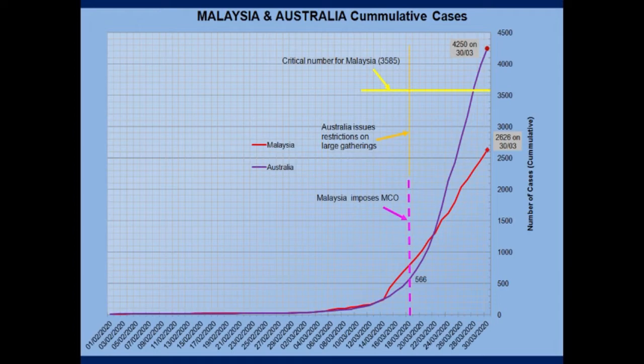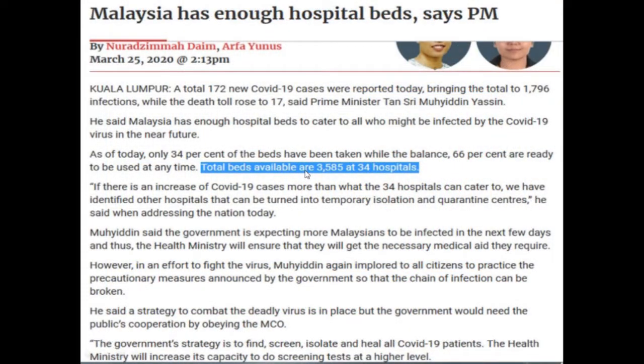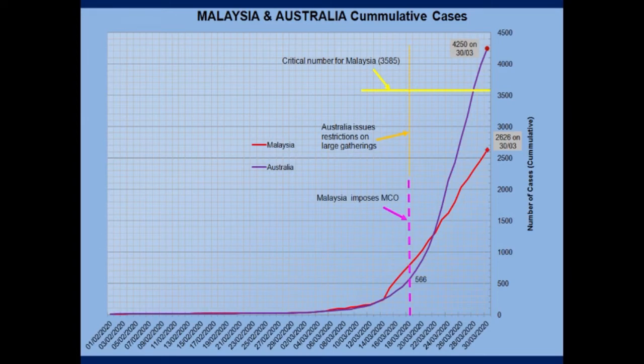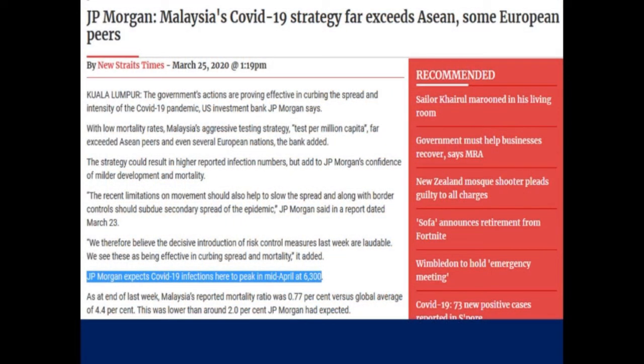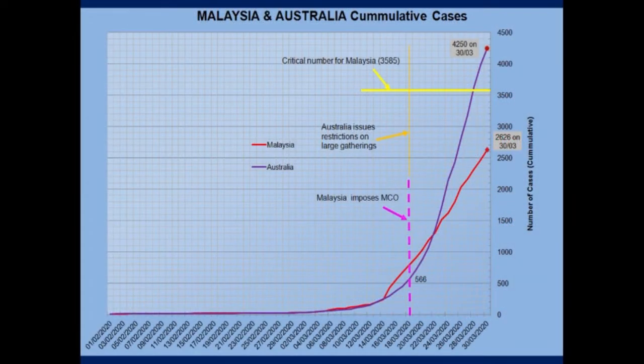The horizontal yellow line indicates the critical number for Malaysia, which is 3,585 beds. So if the cumulative cases exceed 3,500, it's going to be cause for alarm for Malaysian authorities. How effective are these policies? We will only know once the COVID virus is reduced significantly, which can be within the next 1 month or 2 months and so forth. JP Morgan is saying that in Malaysia, for example, the highest peak is going to be in mid-April. After that, it's going to go south.